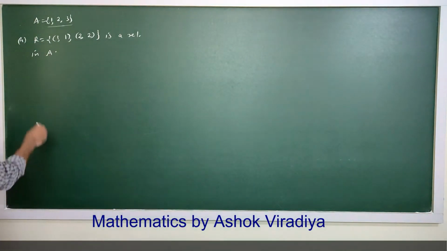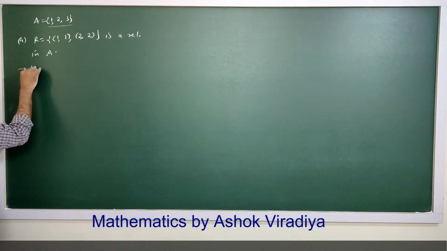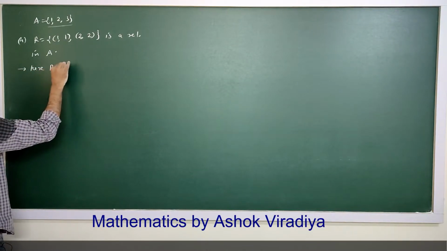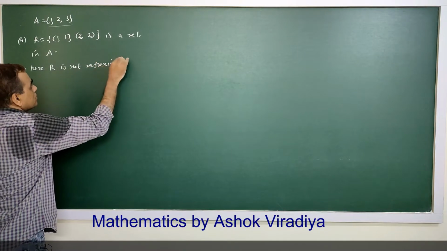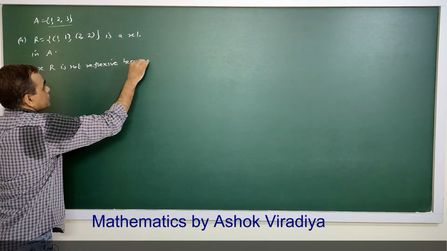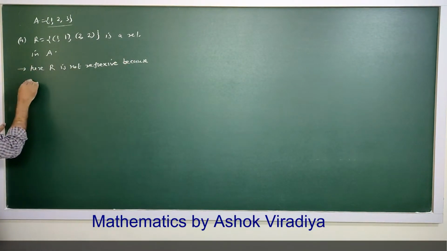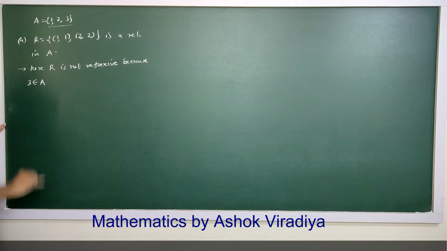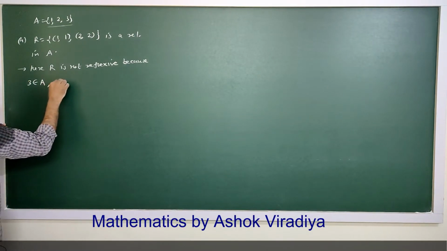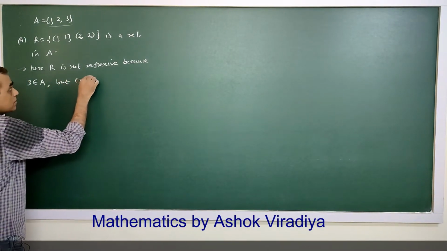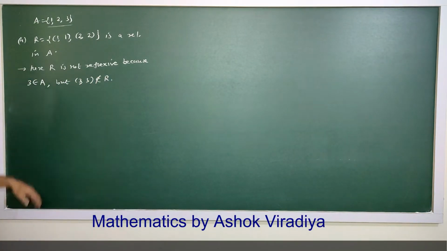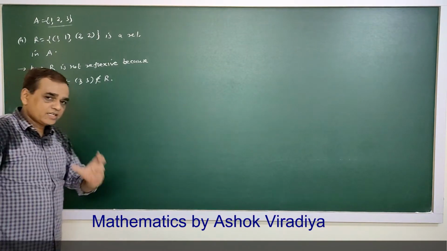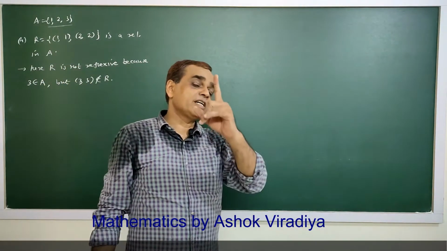So here R is not reflexive because 3 belongs to A, but 3 3 does not belong to R. For every element of set A, its doubling must be in R, then it is said to be reflexive.